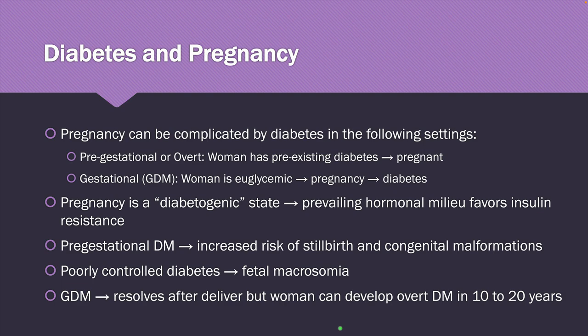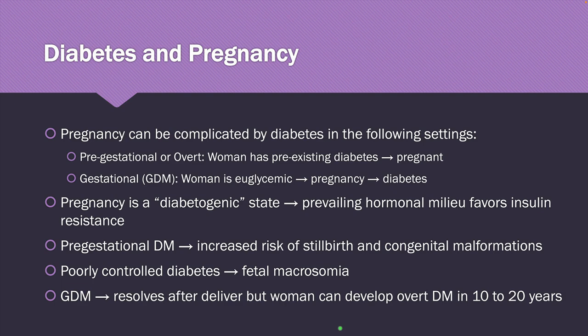either yung pasyente mo is diabetic na prior to being pregnant, so the woman has a pre-existing diabetes, you call that pre-gestational or overt diabetes. And then the other one na talagang hinahandle ng OB would be gestational diabetes mellitus, in which the woman is euglycemic, and then during pregnancy nagkaroon ng diabetes. Bakit nagkakaganto? Pregnancy in itself is a diabetogenic state because there's the prevailing hormonal milieu that favors insulin resistance.